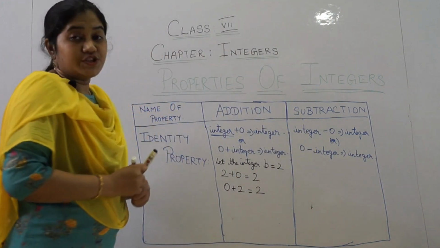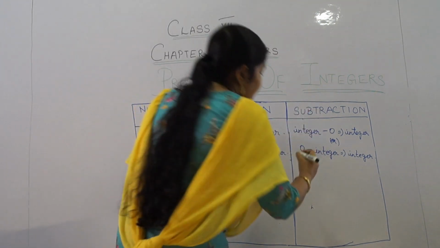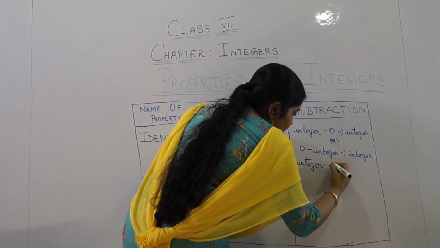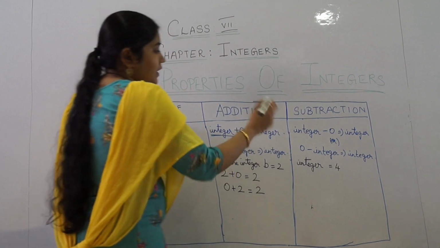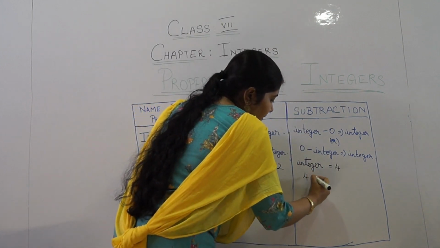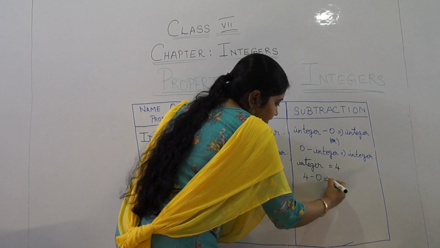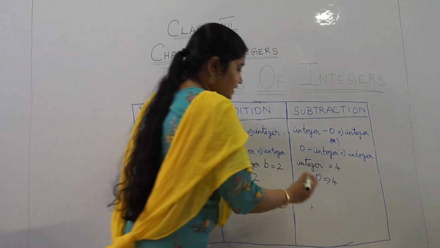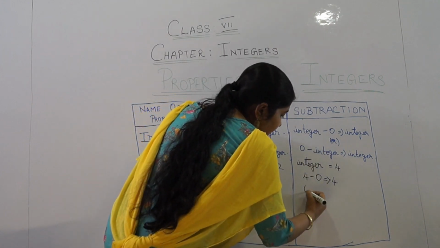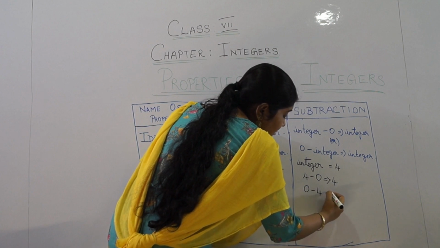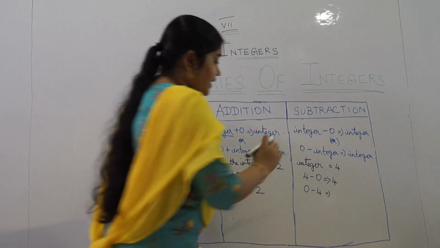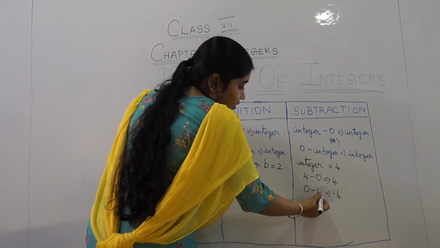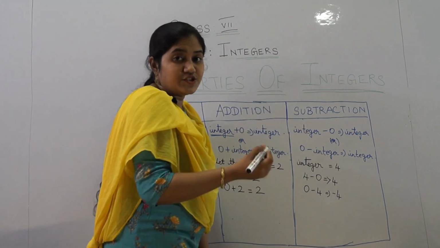Shall we check this with an example? Let the integer be 4. First, let's check if 4 minus 0 is the integer itself. Is 4 minus 0 equal to 4? Yes, it is the integer itself. Whereas if we check 0 minus 4, what is 0 minus 4? It is not 4, it is going to be minus 4. So 0 minus the integer is going to change the value of the integer itself.